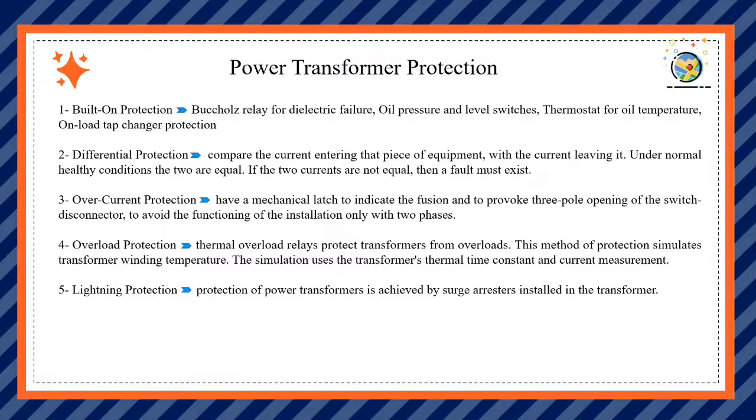Third is overcurrent protection, where it has a mechanical latch to indicate the fusion and to provoke three-pole opening of the switch disconnector to avoid the functioning of the installation with only two phases. And the fourth is overload protection. It has thermal overload relays to protect the transformers from overload. This method of protection simulates the transformer winding temperature. The simulation uses the transformer's thermal time constant and current measurement.